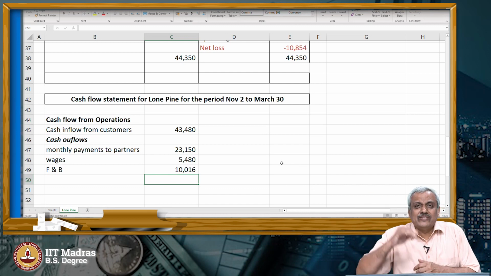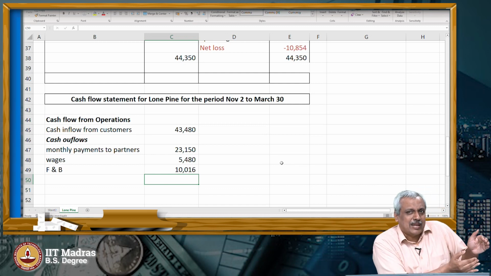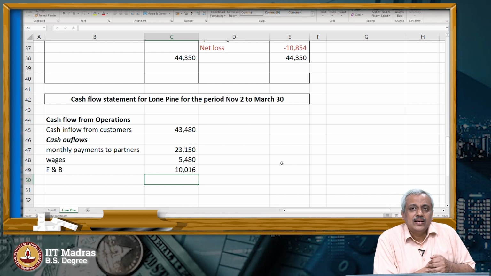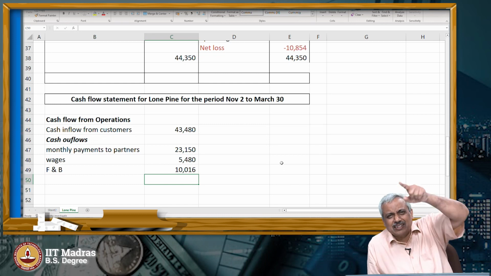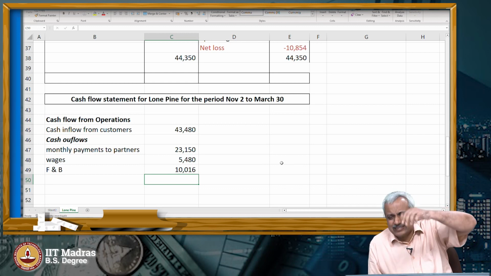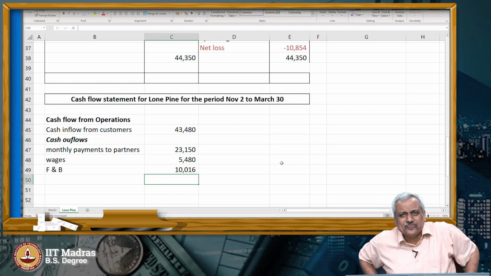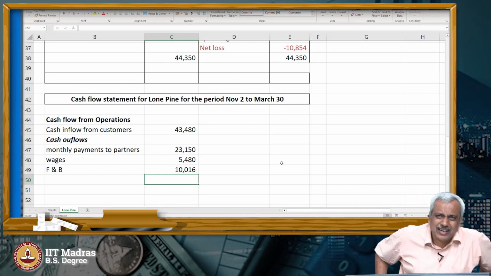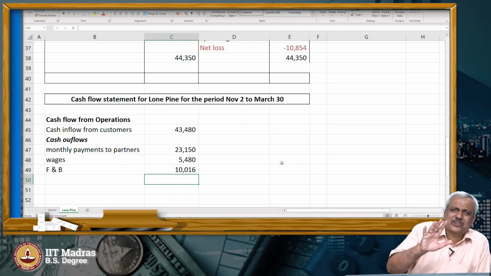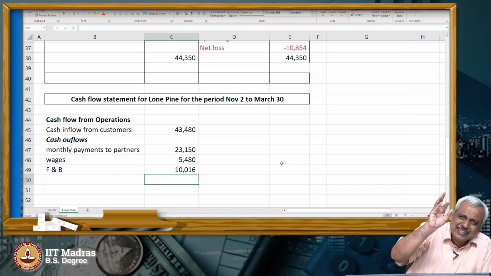Is it not part of investing because you are buying the stock and keeping it? It is an asset. No. Investing will happen only for long term assets. This is not a long term asset. This is a consumable. You buy raw material, you consume raw material. It is part of your current assets. So it is not investing.